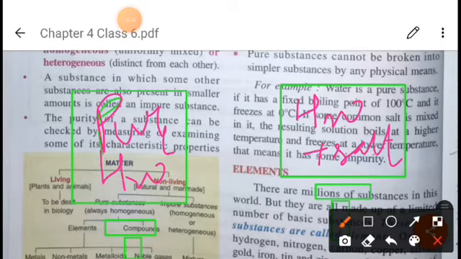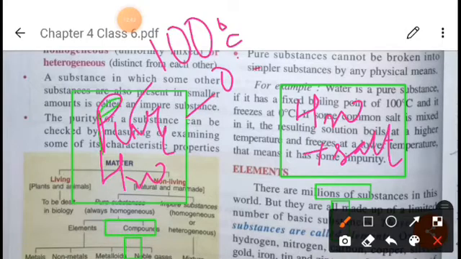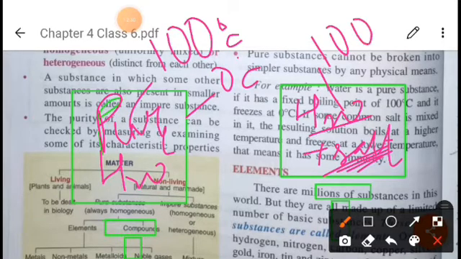So what will happen at that time? Its boiling point was what? 100 degrees Celsius, right? And the freezing point was 0 degrees Celsius, right? But when you add some salt to this water, the boiling point will change. It will become greater than 100. And the freezing point will also change.